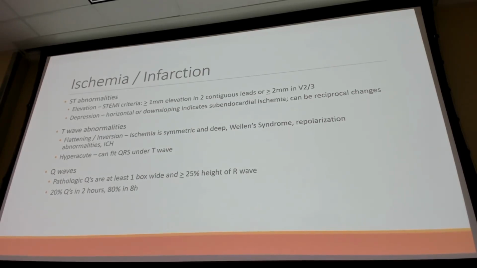And then we have Q waves. So the question is, are they pathologic Q waves or not? Usually they're at least a box wide and over 25% of the height of the R wave. And that can be indicative of some sort of prior infarction. What do you see like those dagger T waves, or dagger Q waves, sorry. You guys remember that? Like a young guy with syncope. Yeah, like hypertrophic cardiomyopathy.